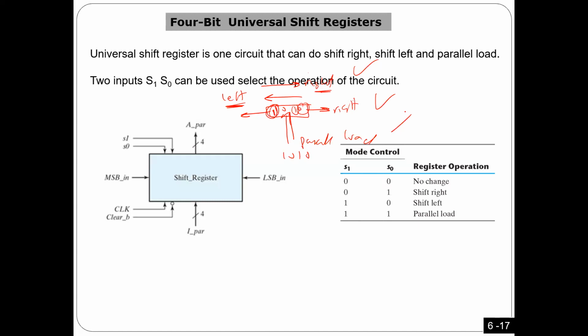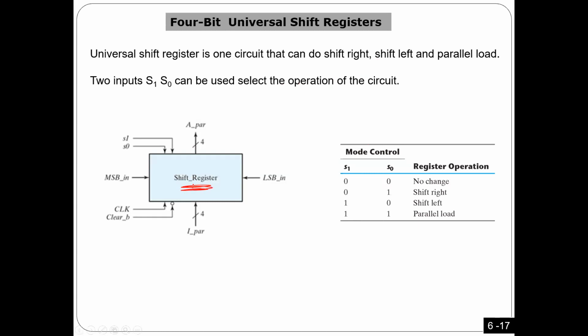So as you see here, for this chip, which I'm going to design right now, we have a selector. I have a 2-bit selector here. If I put 0 0, that means no change. So if this register is storing 1 1 1 1, it's going to stay 1 1 1 1, no change.